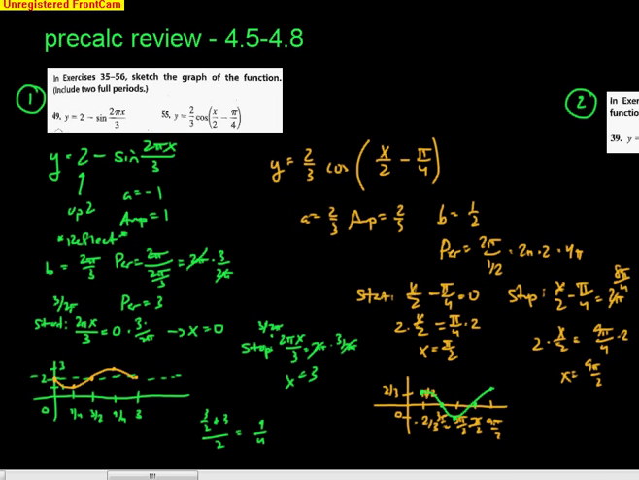Very systematic. If you get the process down, there should be no troubles. Okay. Sorry about the chicken scratch writing. Hopefully my explanation was good enough.